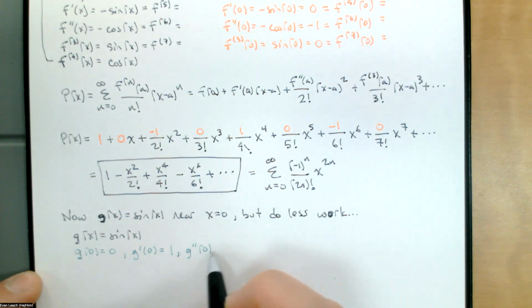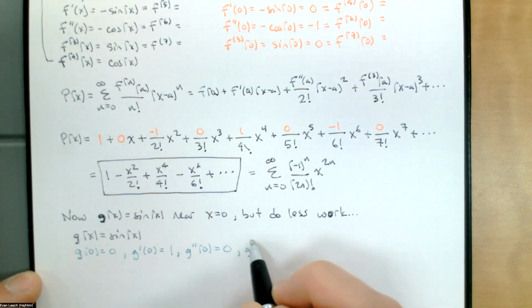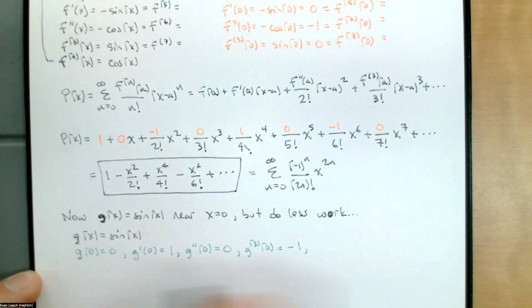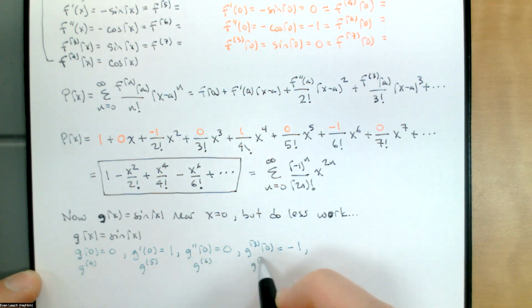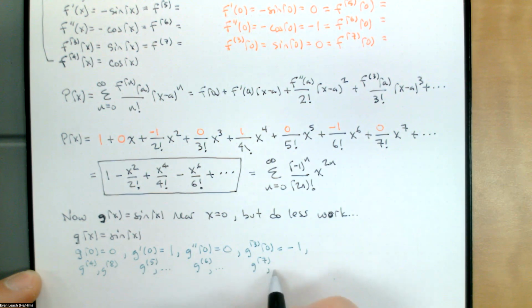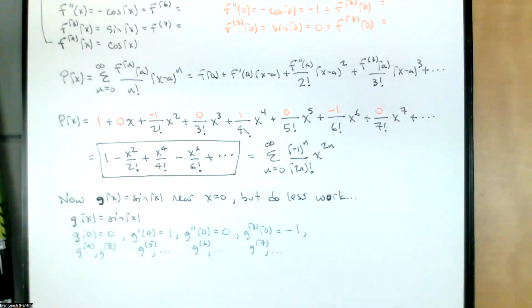G double prime of 0, move back to 0. G triple prime of 0 will be at -1. The fourth derivative, I wrote this sideways. It's supposed to go up and down. Oh, well. Our fourth derivative. Here's our fifth derivative. Here's our sixth derivative, and so on. Because we know we're going to get the same four functions, so we're going to get the same four numbers at 0: 1, 0, negative 1, 0, 1.